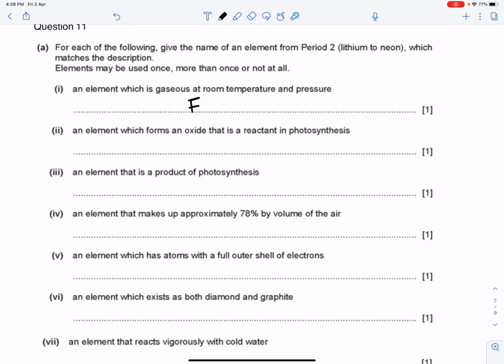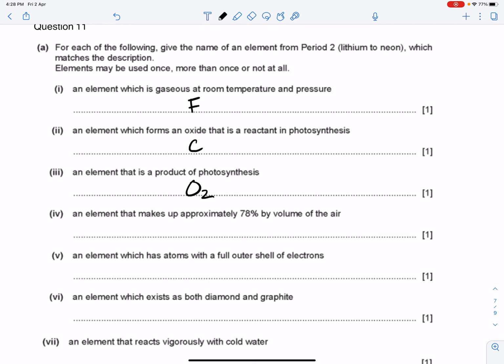An element which forms an oxide that is a reactant in photosynthesis. Well, of course, that's going to be carbon dioxide that they're talking about, so that's carbon. An element that is a product of photosynthesis, that's going to be oxygen. You can write O2 if you want, but remember, it's just asking for the element. You could write O2, but you're not going to lose any marks for writing just O.